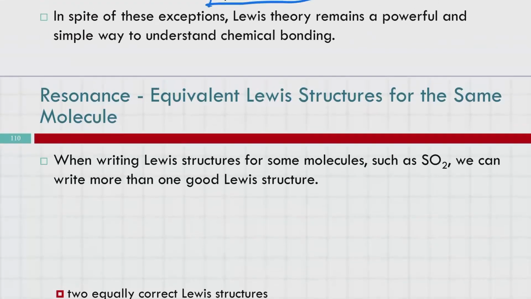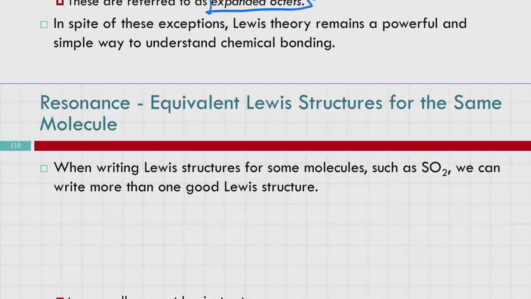Okay, so when we do Lewis structures for some things like SO2, we can write more than one good Lewis structure. So if we were going to do a Lewis structure, we would come up with sulfur being in the middle. And sulfur is in the middle because it's more balanced. So we've got better symmetry. We've got left-right symmetry. If we put the sulfur on the end, either the left end or the right end, then we don't have that symmetry, and nature tends to like symmetry.